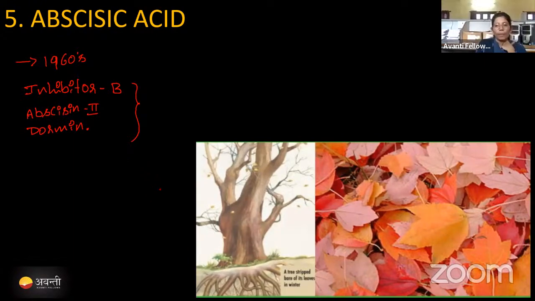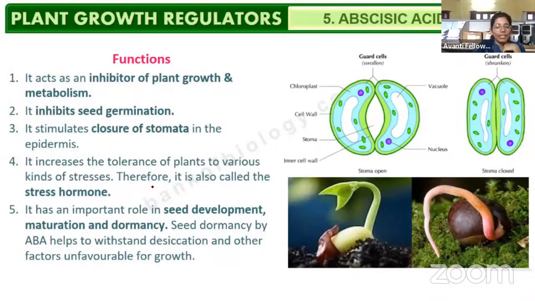And the function of this abscisic acid, I'm telling you again, is that it is an inhibitor which will be inhibiting the plant growth and metabolism. Does the plant really require it? Yes, in unfavorable conditions, the plant cannot get any nutrition even if it is growing. At that time, abscisic acid inhibits the plant growth and the metabolism. It also inhibits seed germination just to escape the unfavorable conditions.